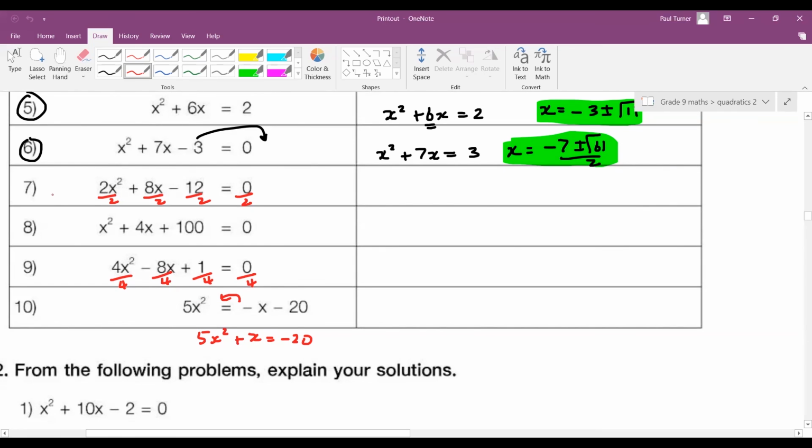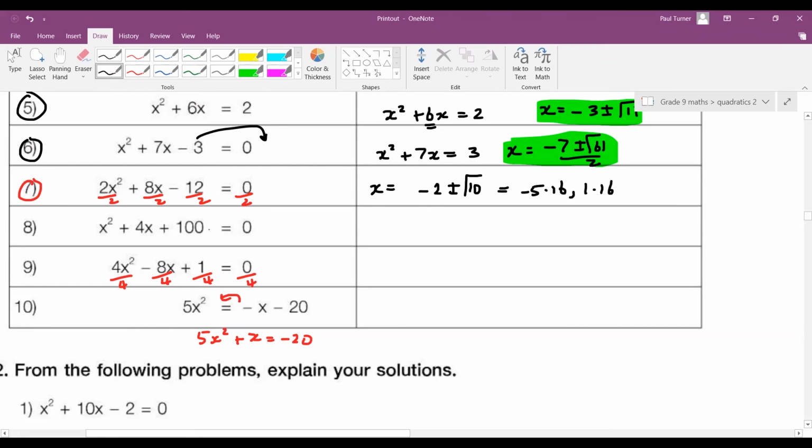So for some of these answers, question 7, for example, you should get x equals -2 plus or minus root 10 for your final answer. And as a decimal, minus 5.16, 1.16, which is okay as well. You can show the decimal.